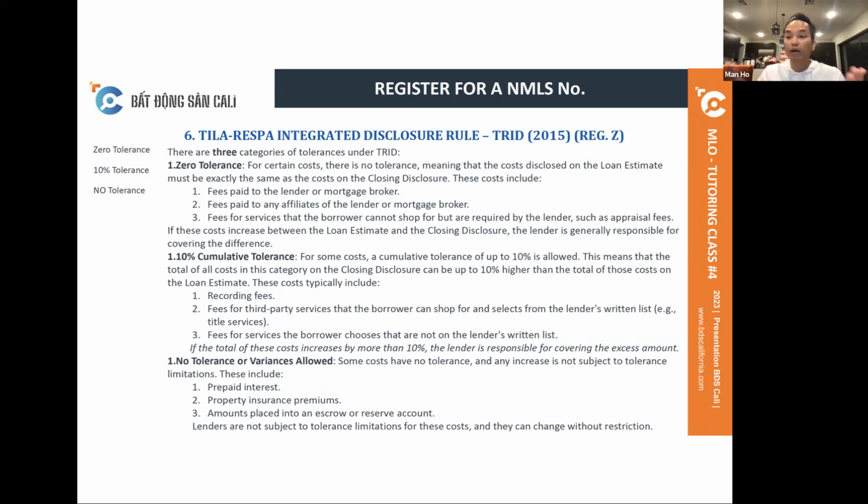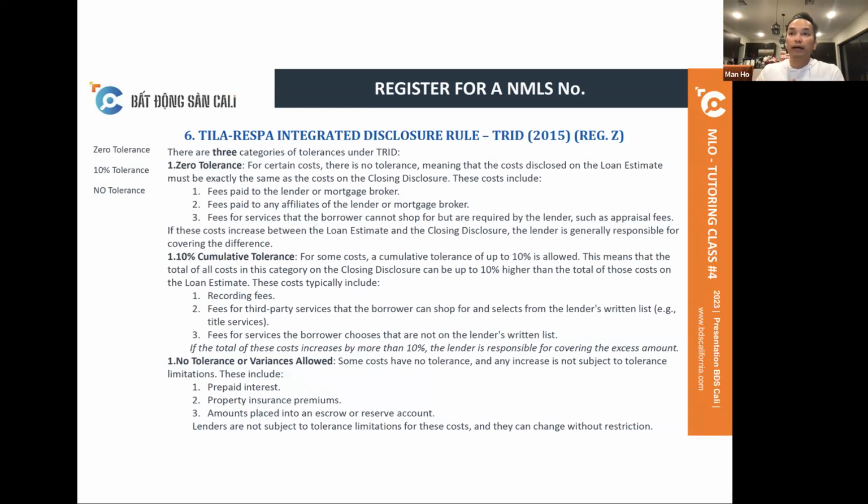And guess what? We talked about compensation. What happens if it's actually different? The loan officer cannot take out some of his commission to pay for the difference. That's illegal. So somebody has to work on that and make sure that it cannot be different. Fees for services that the borrower cannot shop for, but are required by the lender, such as the appraisal fee: if these costs increase between the loan estimate and the closing, the lender is generally responsible for covering the difference, not the loan officer.